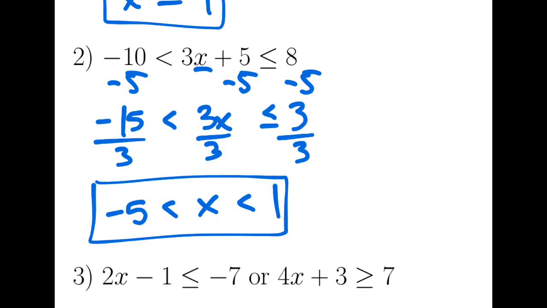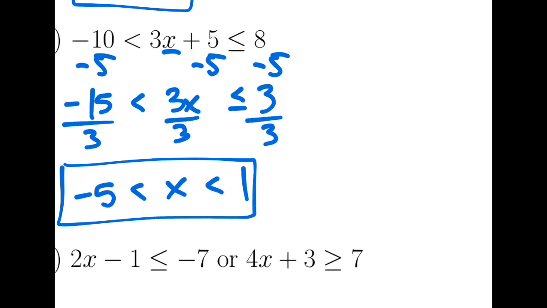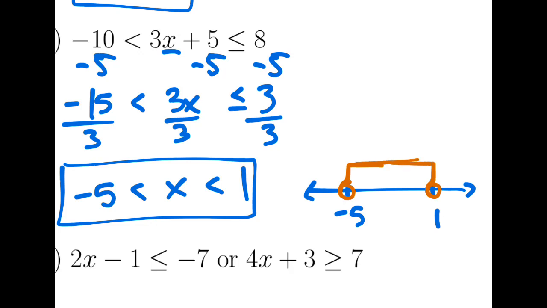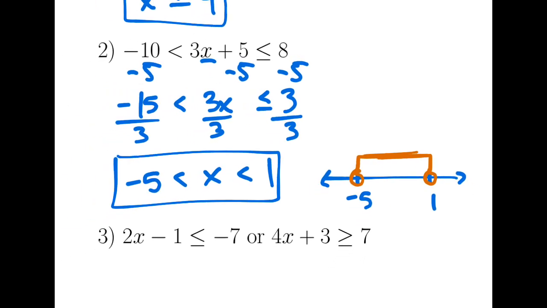So again, here's our solution. And we can represent that solution on a number line. So negative 5 is our lower value, positive 1 is our upper value. x is greater than negative 5, so we're to the right of the negative 5. But we also have to be less than 1, so open circle at each of those, and then it's the space between those values. Okay.